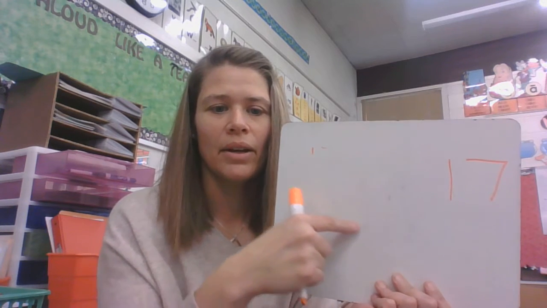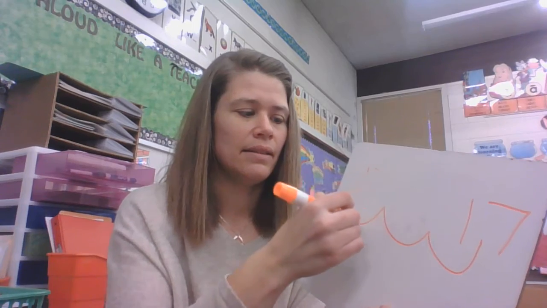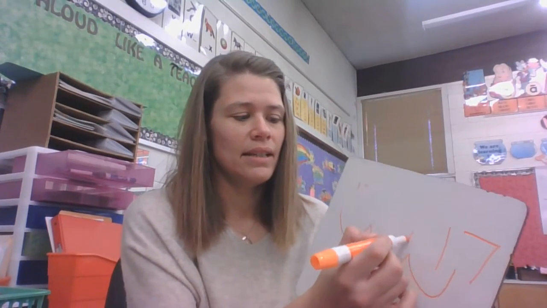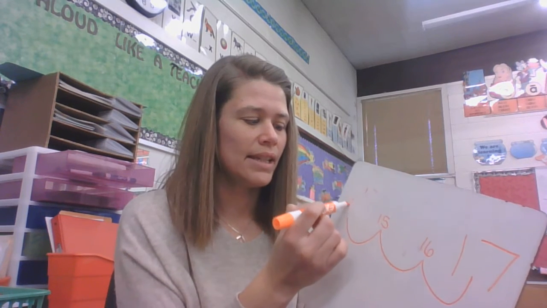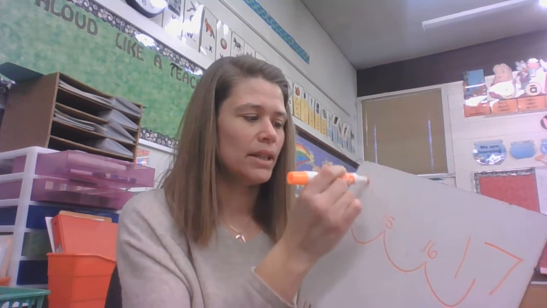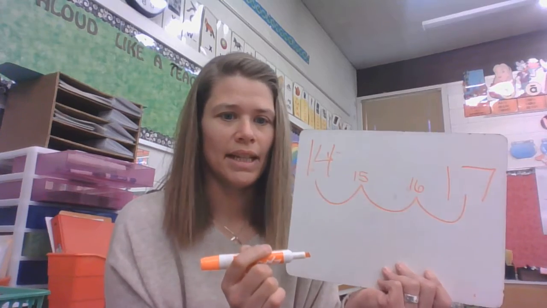Now let's count back. What is 3 less than 17? So let's count back. 17, 16, 15. Okay, so we've got 17, 16 is 1 less, 15 is 2 less, and 14 is 3 less. Okay, how about what is 4 less than 20?